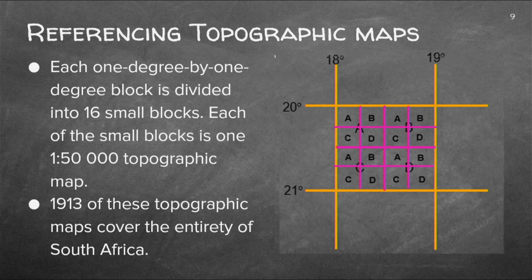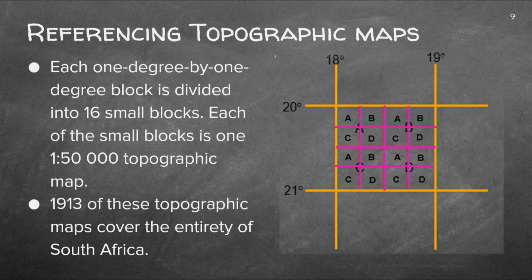B also subdivided into A, B, C, and D, the same for all the 4 quadrants. Now, what you get is each 1 degree by 1 degree block divided into 16 small blocks, okay? And it will interest you to know that each of the small blocks represents 1 to 50,000 topographic maps. So all those 1 to 50,000 topographic maps that you interact with and use in class are represented by each of these small blocks, okay? And there's 16 of them in every 1 degree by 1 degree block, all right?